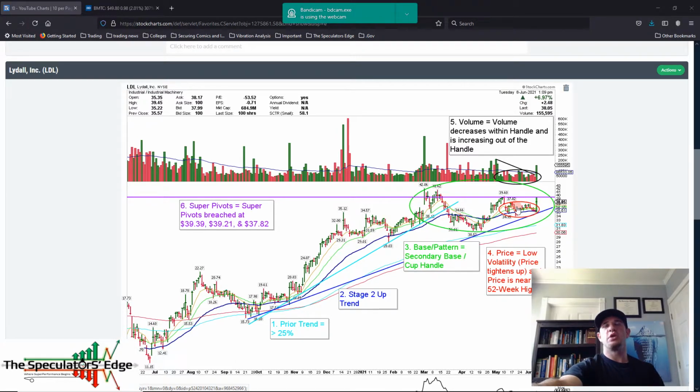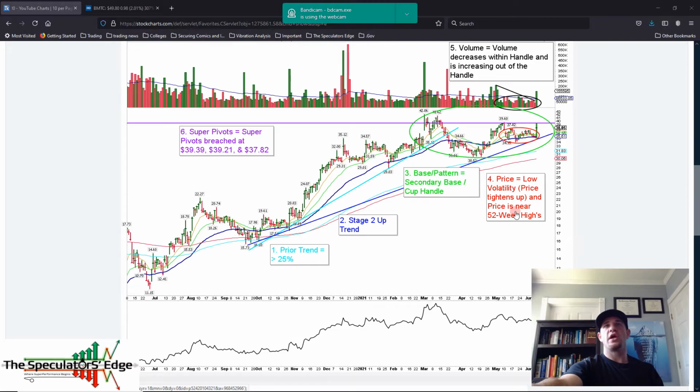If it closes below that, I wouldn't recommend putting on the trade. So I usually like to wait until the end of the day to make a trade, just due to the fact that I want to see the price keep stable and actually close at or above that super pivot. Okay, so like I said, this isn't a recommendation either.